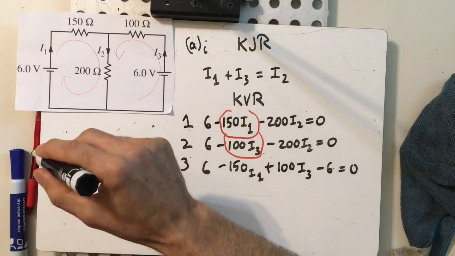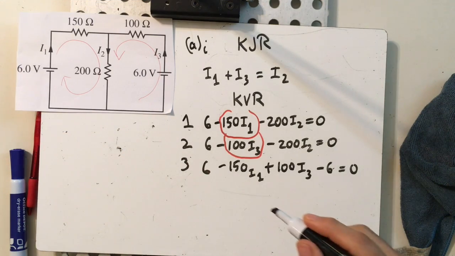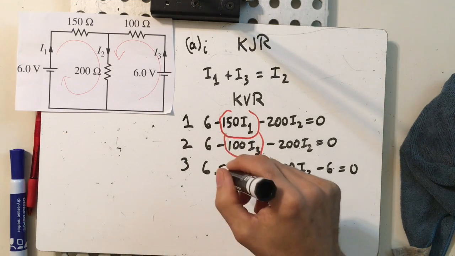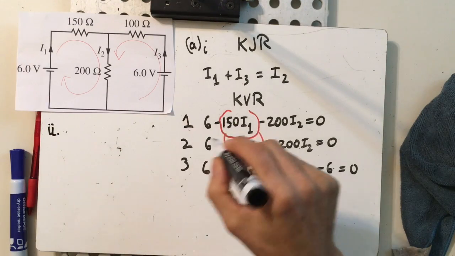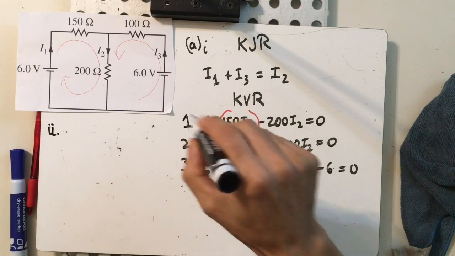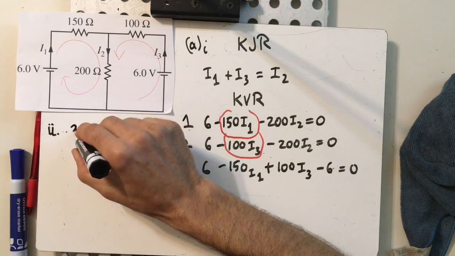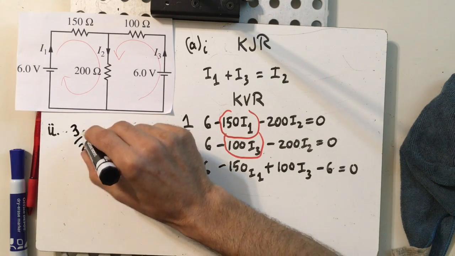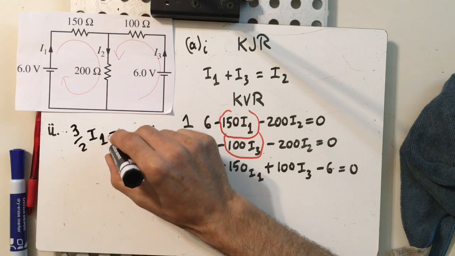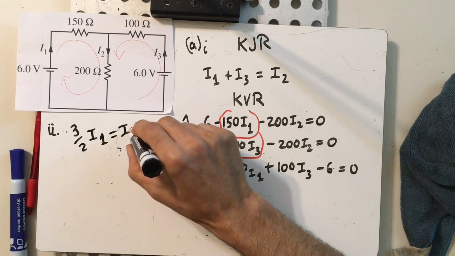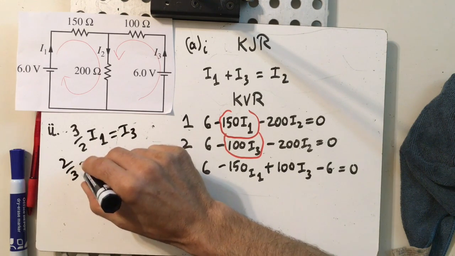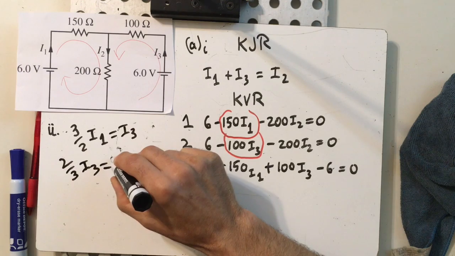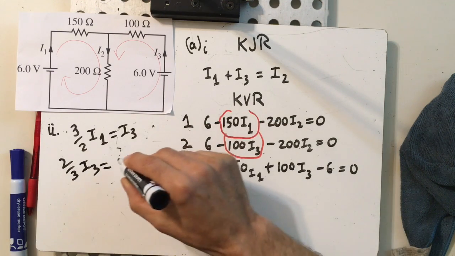So part A2 says calculate the current. Well, I've noticed this fact, so let's work with that. 150 I1 equals 100 I3. So that's 3/2 I1 equals I3, or 2/3 I3 equals I1.